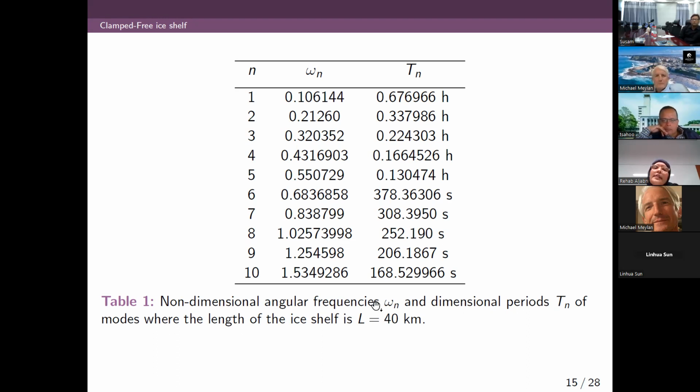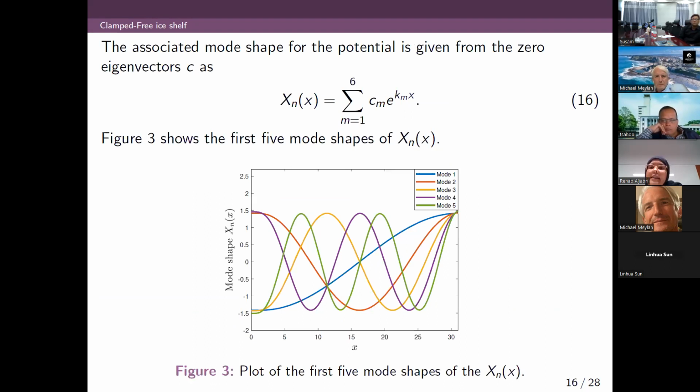Now, the associated mode shape for the potential is given from the zero eigenvector C. So here, this is the mode shape equation. After we find it, now we plot it to see the first mode shape. This is the first mode shape for the potential, and this is the second mode shape, the third mode shape, and so on.